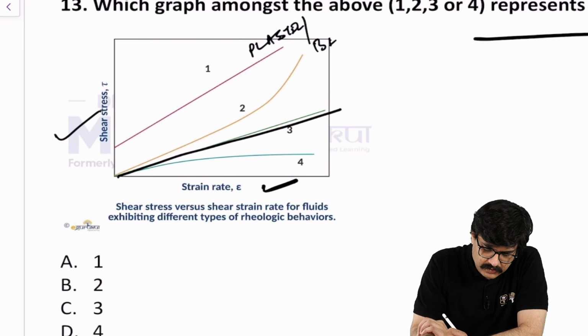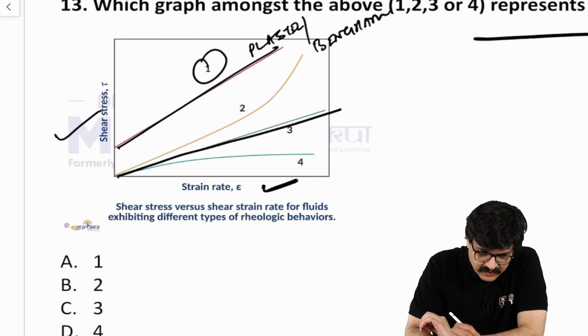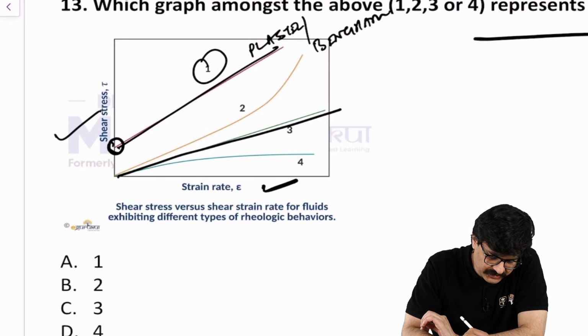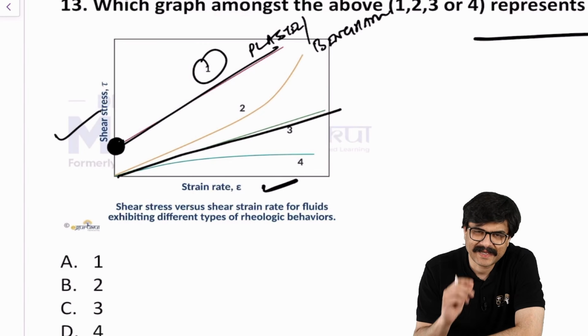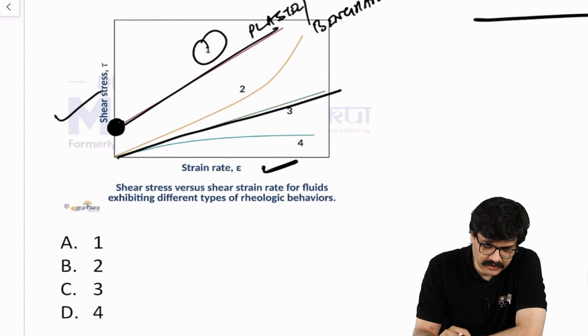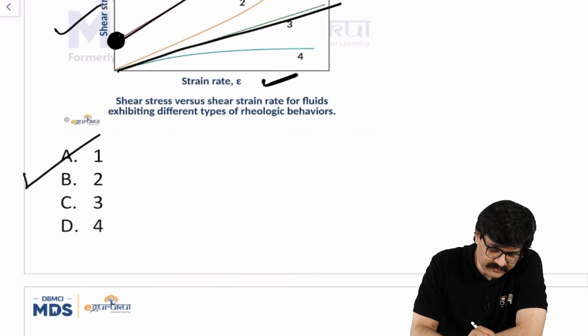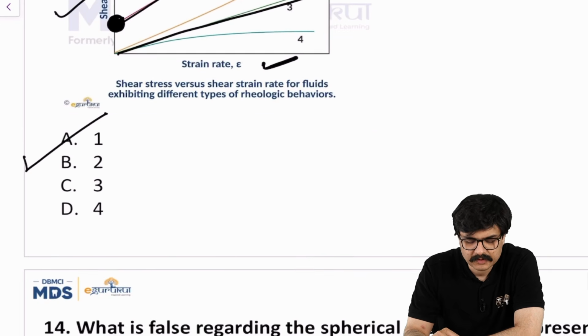Plastic or Bingham, and graph 1 represents this behavior, right? So there's a critical value of shear stress that has to be applied to overcome the yield strength. Once that is done, then it is a plastic or Bingham material. So graph 1 represents the plastic or Bingham material.